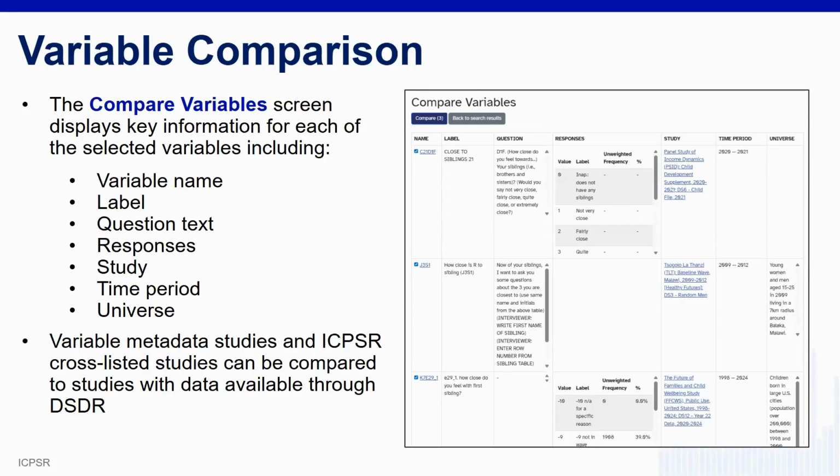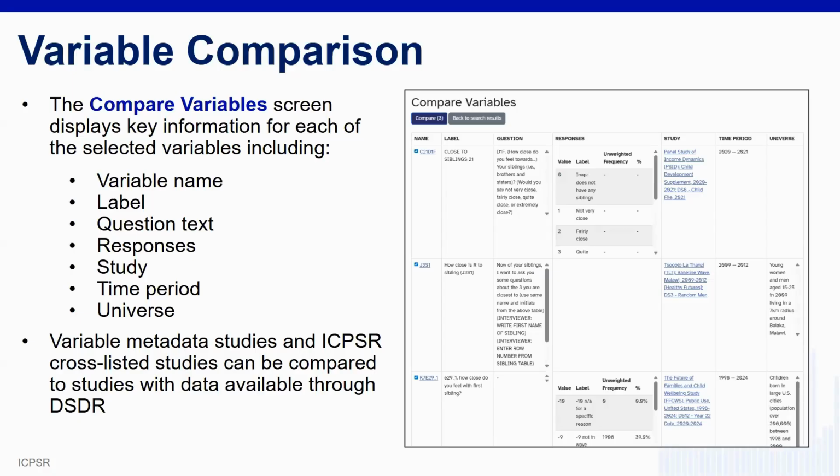One feature that I really like about the variable search results display is that it allows you to compare variables in studies archived in DSDR, as well as cross-listed studies, which means that data is available through another ICPSR archive or the ICPSR membership archive, as well as variable metadata-only studies. The variable comparison is especially useful when you want to search across studies for similar variables and then explore the similarities and differences in more detail before selecting variables for your own research.